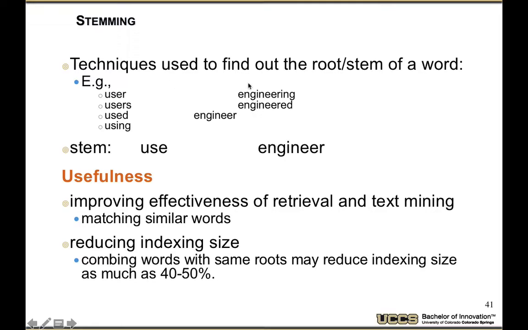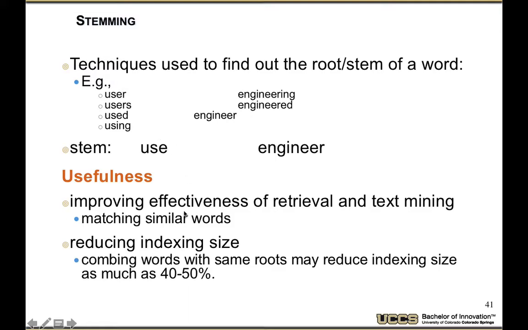We're going to look at techniques to find the root stem of a word, and you can just find libraries to do this. But all of the words user, users, used, using, all of these are highly related. Engineering, engineered, engineer. The stem of each of those is use and engineer. You'll notice that users and used are not exactly the same, but they're all related to this concept of use in one way or another.